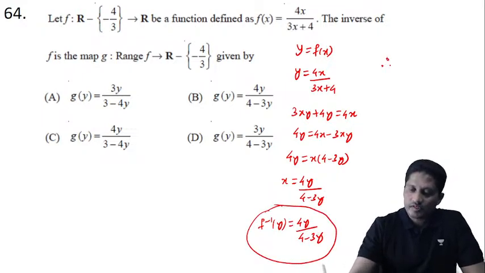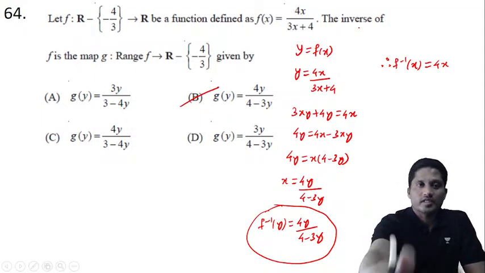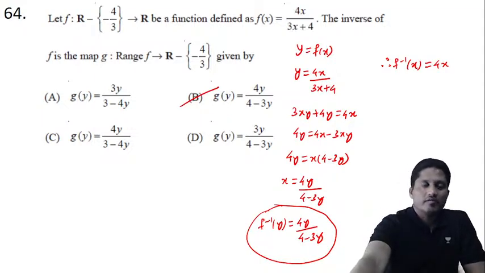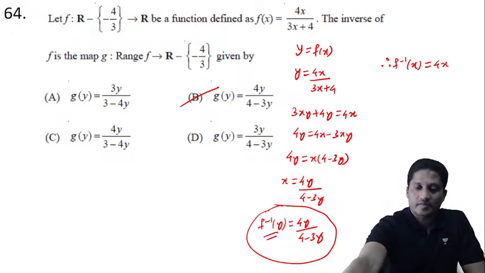Okay, therefore f inverse of x is equal to 4x divided by 4 minus 3x; here itself I get 4y divided by 4 minus 3y. Answer is option B. It is given in the question that the inverse of f is g. So this itself is g. g of y is 4y divided by 4 minus 3y.